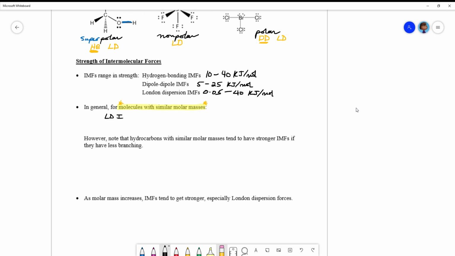London dispersion IMFs less than dipole-dipole IMFs less than hydrogen bonding IMFs, but only if this condition is met. So let's just note that what we're seeing here is that, oh, that's a terrible straight line. Let's see if I can't try that one more time. Not much better, but I'm doing my best. So from one end to another, what we're seeing here is IMF strength is increasing.